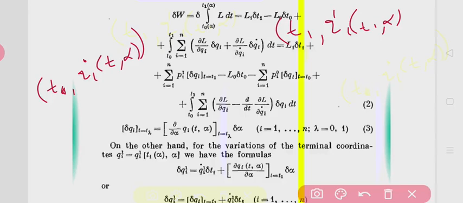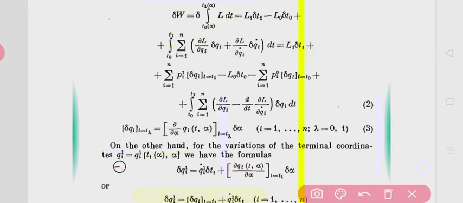So here we are talking about this thing. Now if you have to talk about the variation of the terminal coordinates, we have this one. So suppose I take q_i1, which is a function of t1 alpha comma alpha. Now if you find out the variation of q_i1, how to find it? That will be delta of q_i1, right? So delta of q_i1 will be given by curl q_i1 by curl t1 into delta t1.